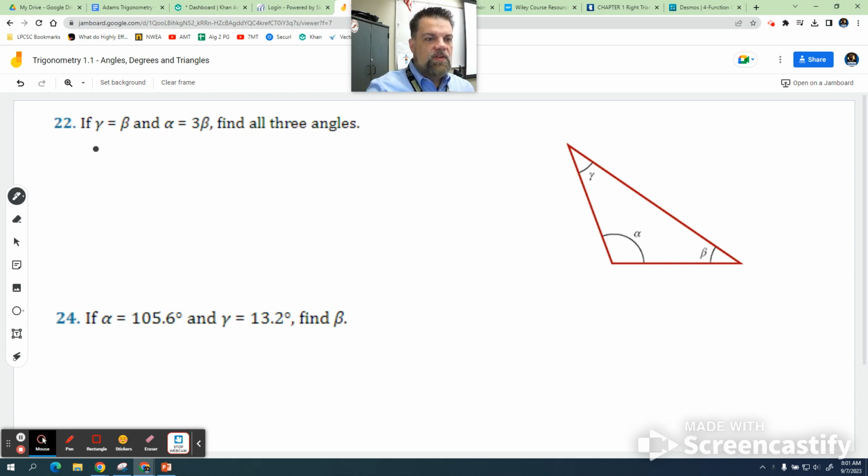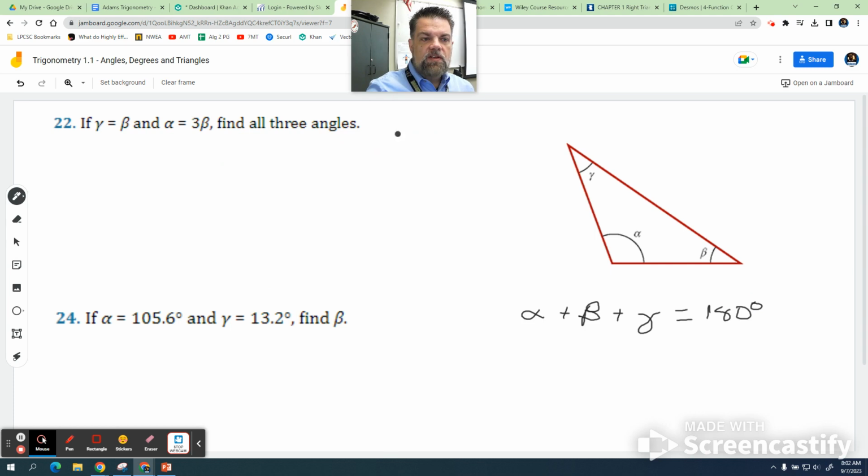Well, I'm going to rewrite it over here because I suspect we're going to use that for problem 24 as well. I know that alpha plus beta plus gamma is equal to what? 180 degrees. So this is going to be 180 degrees, okay?